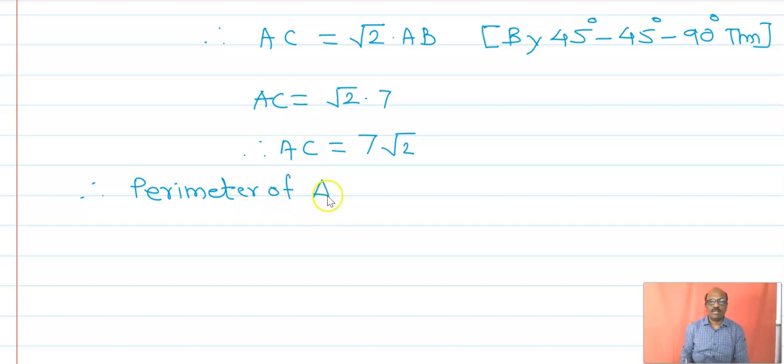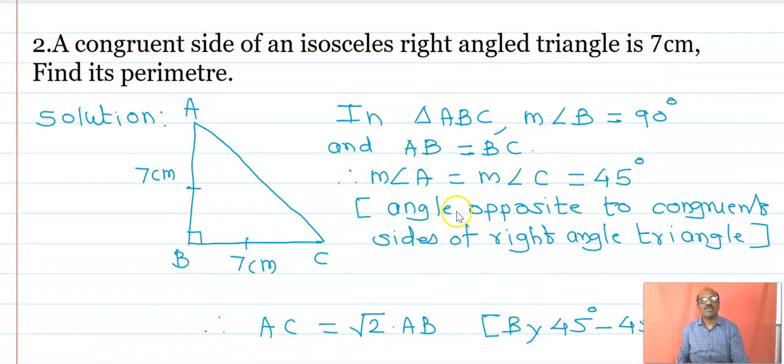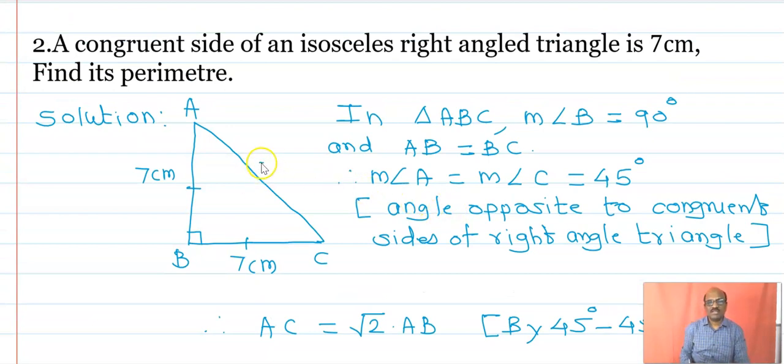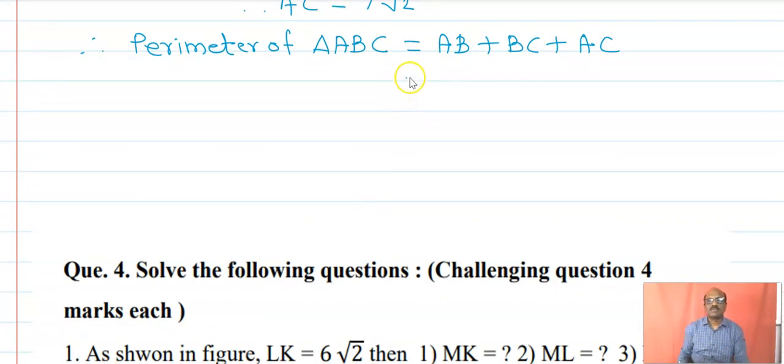Okay, and therefore the perimeter of triangle ABC is equals to AB plus BC plus AC. AB plus BC plus AC. Here AB is a 7, BC is a 7, and last is also 7 root 2, and therefore that is equals to 14 plus 7 root 2.